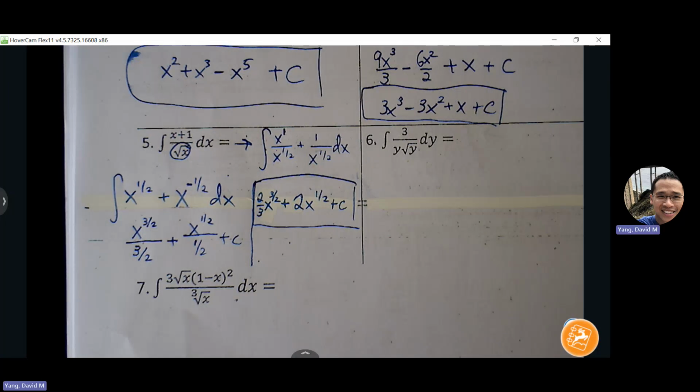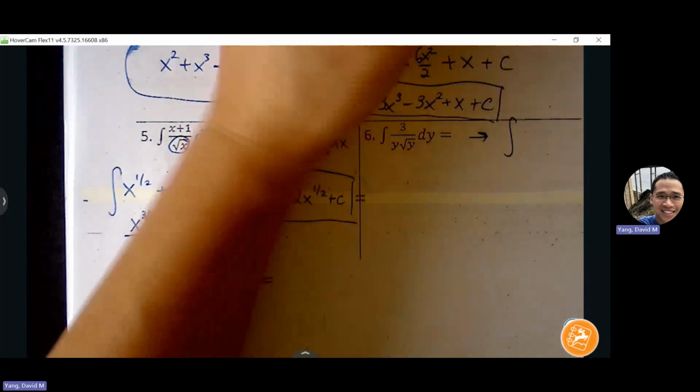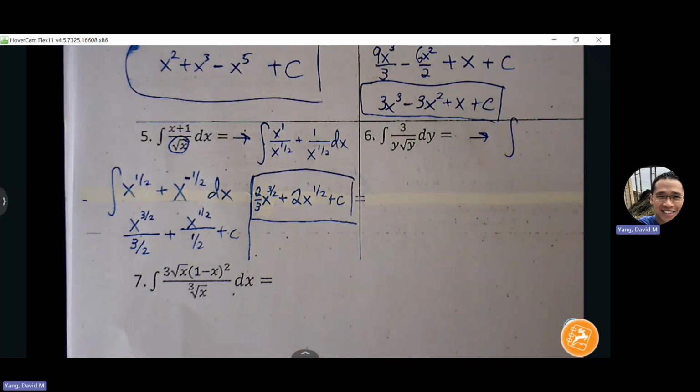All right. Any questions? All right, number 6. What do we need to do first? To the right in the denominator is 1.5. What would you do first?